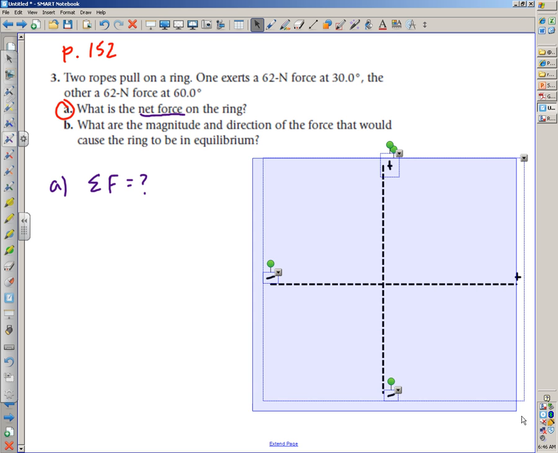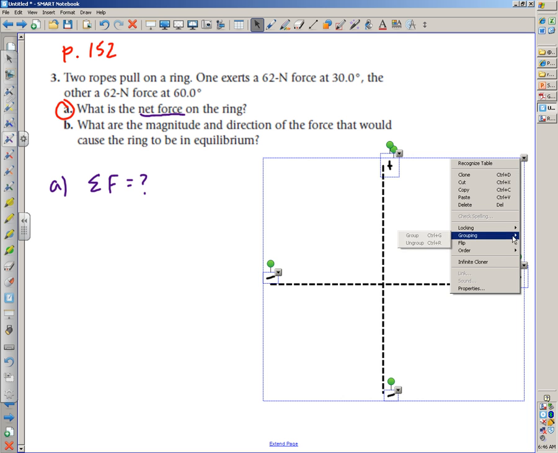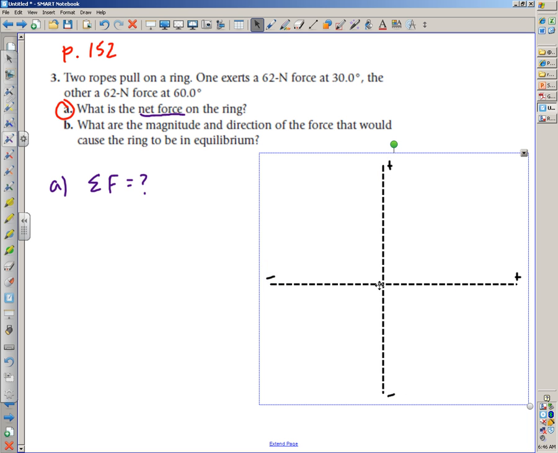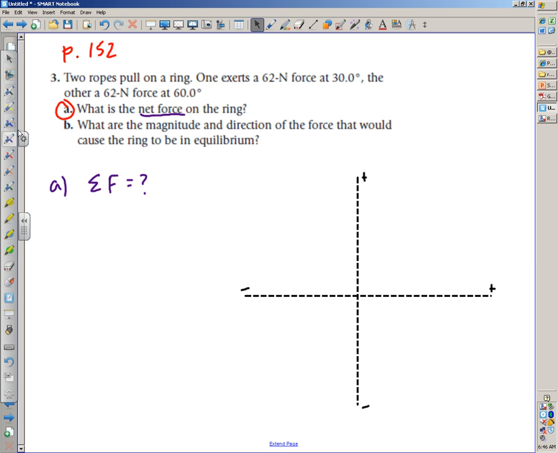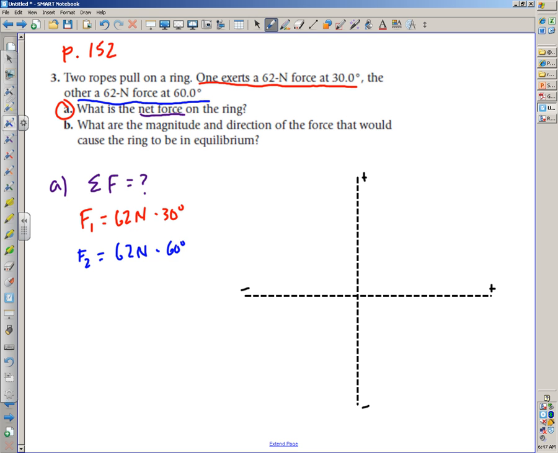So now I'm going to group all these together because we'll use that later. So there's our frame of reference. Okay? Now, things we know. We have 2 forces here. It says one exerts a 62 Newton force at 30 degrees. So F1 is 62 newtons, but there's some additional information there, that 30-degree number. And then the other, a 62 Newton force at 60 degrees. So F2 is equal to 62 newtons as well, but it's now at 60 degrees.